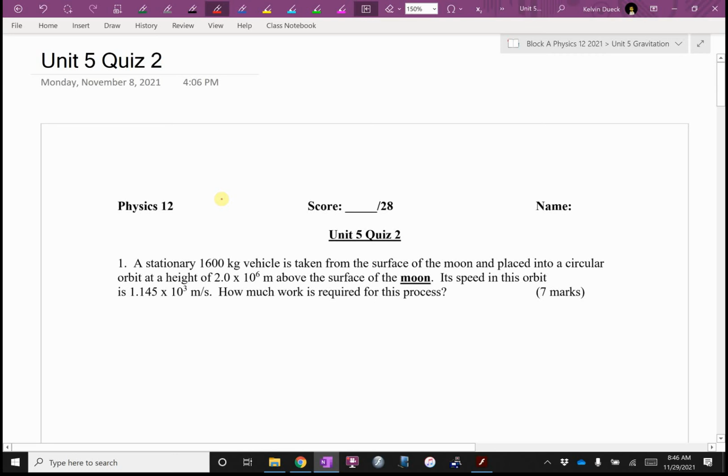That means you can say the change in kinetic energy is 0. I think we did one like that on quiz number 1. Or you know what? You're going to have how much work to put something in orbit.